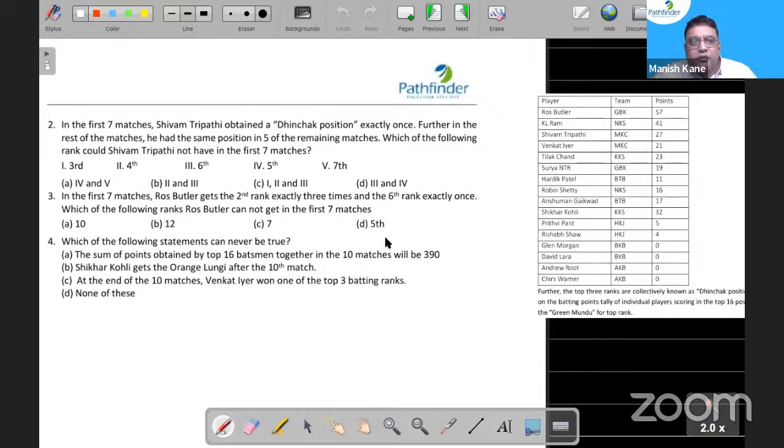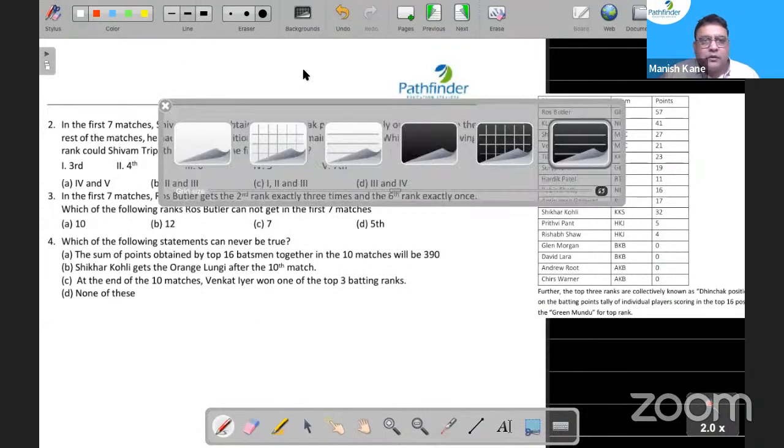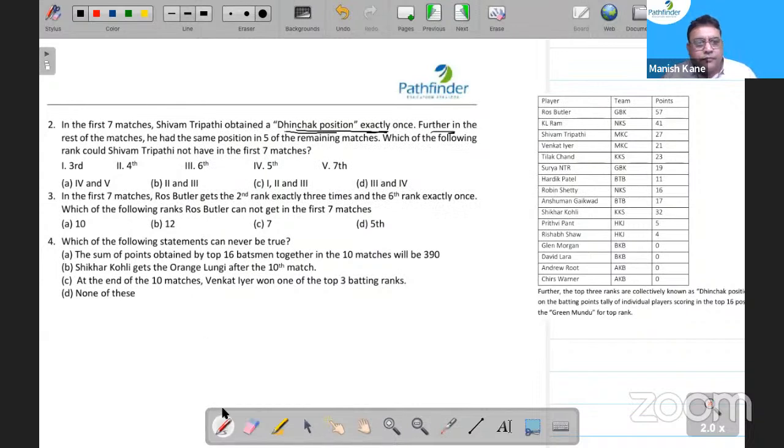Let us look at the second question. In the first 7 matches, Shivam Tripathi obtained a Dhinchak position exactly once. Further, in the rest of the matches, he had the same position in 5 of the remaining matches. So let us look at Shivam Tripathi. He has a score of 27. So Shivam Tripathi has a total points tally of 27 in the first 7 matches, right? And now you've been told that in the first 7 matches, he obtained a Dhinchak position exactly once.